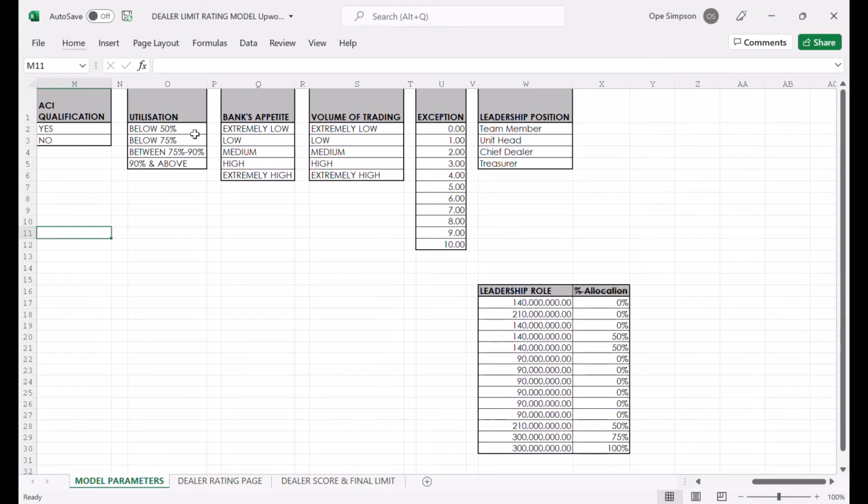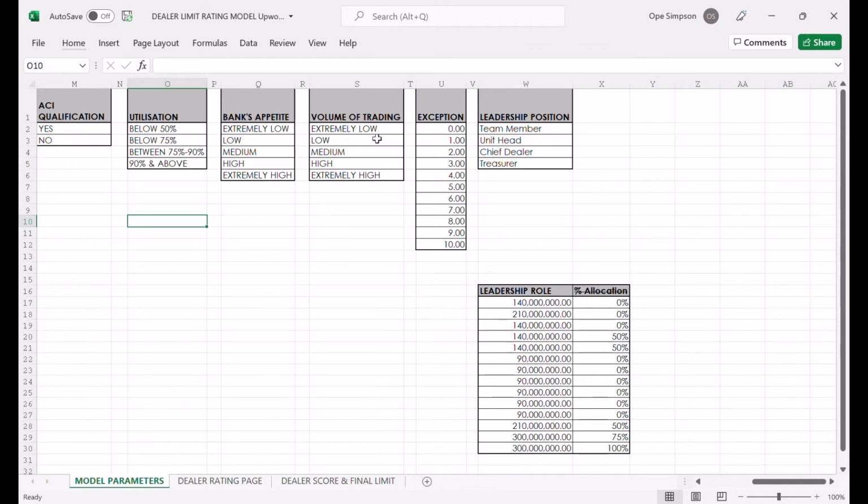So traders that have in previous times utilized their limits will also be graded on this point. We have below 50% all the way to above 90% utilization of previous limits if they've had it before. And then we go to the bank's appetite. Basically, is the bank being conservative, or is it super aggressive at this point in time?